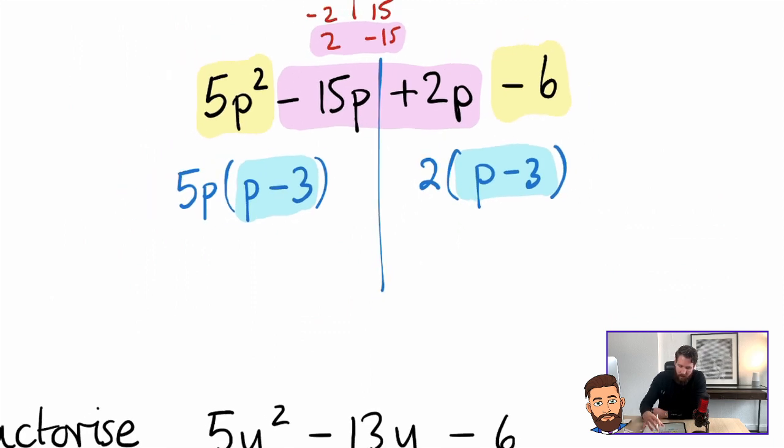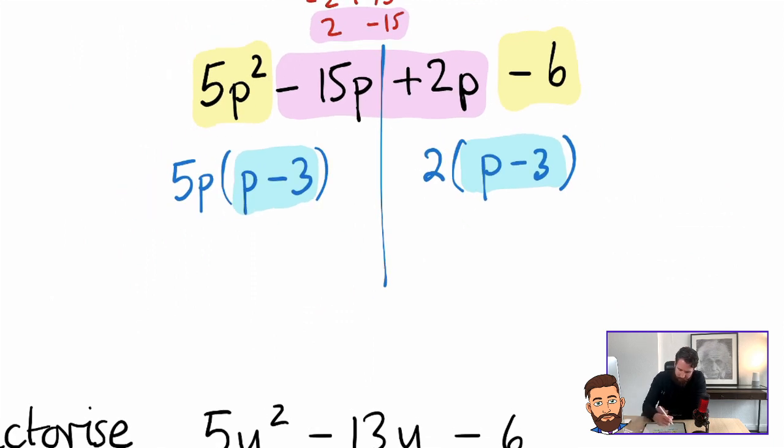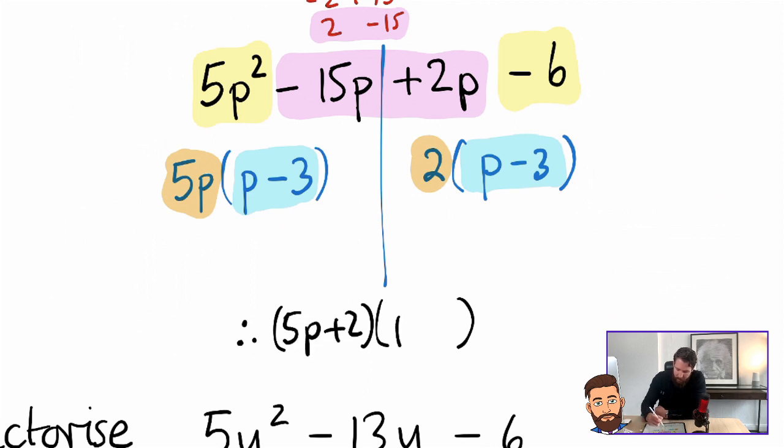So we're done. We can say, therefore, now which bracket would I put first? It doesn't matter. But because I've got 5p and 2 here, I like the 5p plus 2 first, and then the p minus 3. If you did it the other way around, it makes absolutely no difference. It's the correct and same answer. It just looks different. So that's that one done.